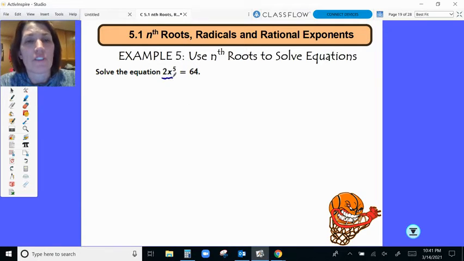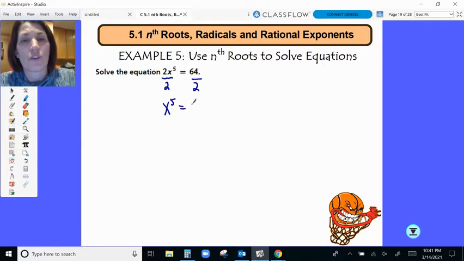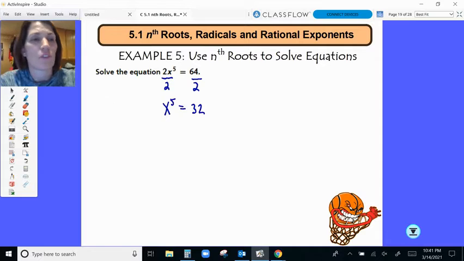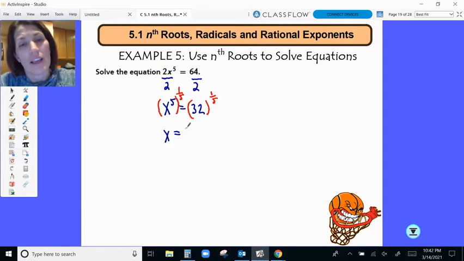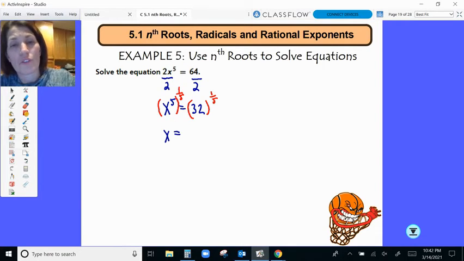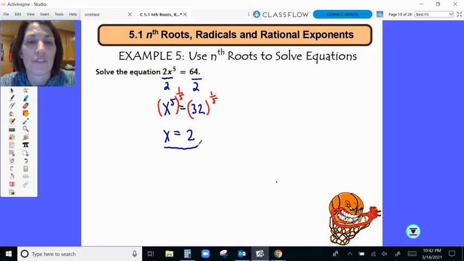Just like every equation, the very first thing we want to do is isolate the variable. So divide each side by 2. So x to the 5th equals 64 divided by 2, which gives me 32. Now we're going to raise both sides to the reciprocal of the 5th power, which is 1/5. We could take the 5th root, but we're going to put this method to use a little bit later, so let's practice using this 1/5 power. That's going to be x equals, and the 1/5 power of 32 is 2.